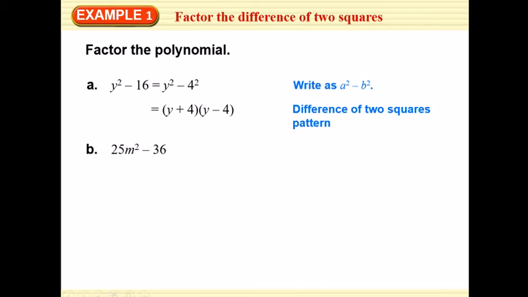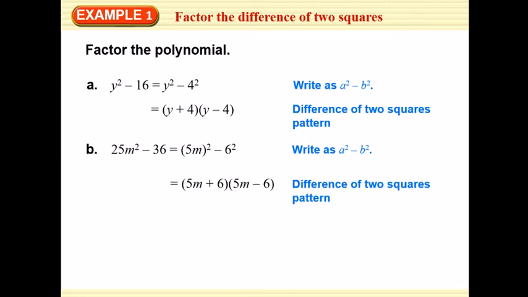The next example, I've got 25m squared minus 36. We want to first rewrite it as the difference of squares. So 25m squared, you take the square root of that, and that is 5m. So the 25m squared is 5m, quantity squared, minus 6 squared. And then factoring that, you get 5m plus 6 times 5m minus 6.